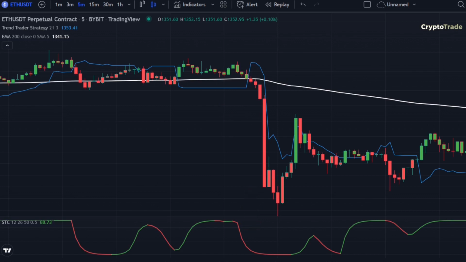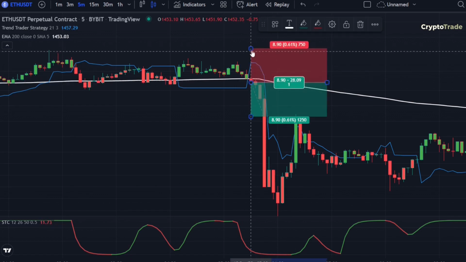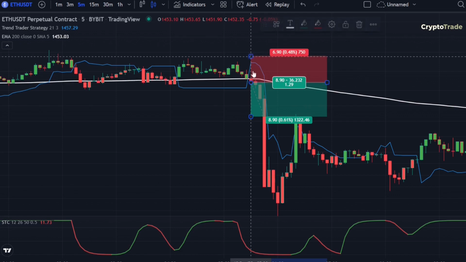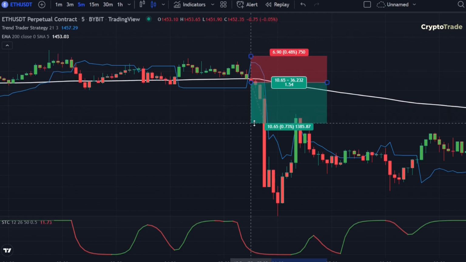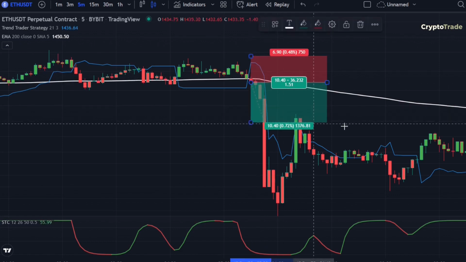As these conditions are met, place a sell order at the close of the red candle that has closed below the blue line. Place the stop loss above the nearest swing high. The risk-to-reward ratio will be set to 1 to 1.5.